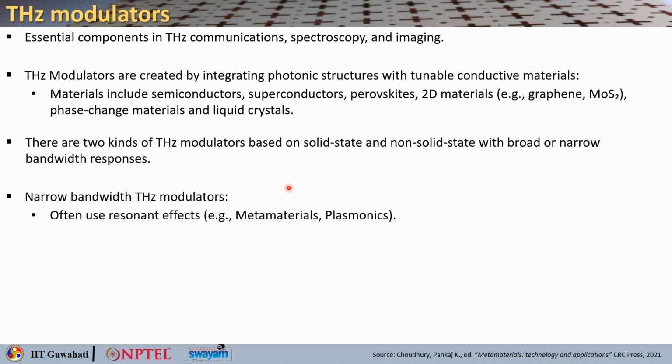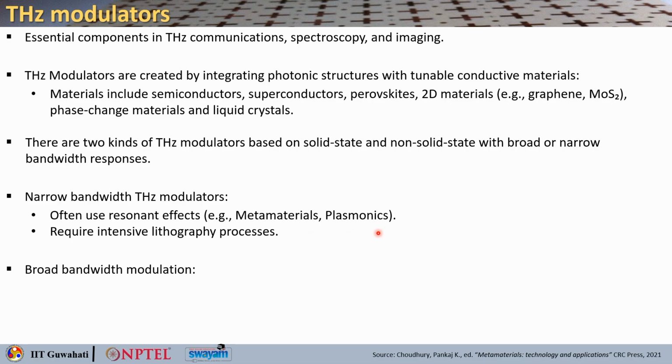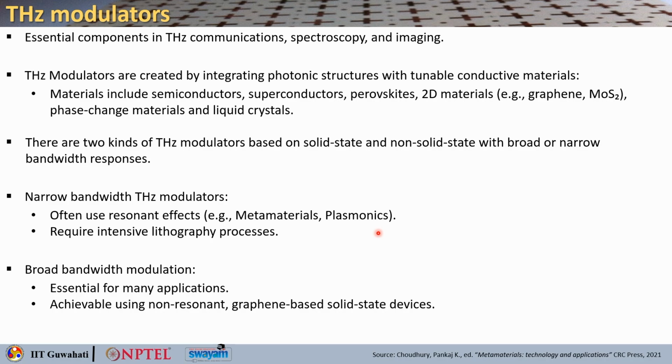If you focus on narrow-band terahertz modulators, they require intensive lithography processes because they are based on metamaterials and plasmonics. You have to make a resonator-type structure that will give you the narrow bandwidth feature. The other one is broad bandwidth modulation, which is important for many applications, and it can be achieved by non-resonant, graphene-based solid state devices, because it depends on non-resonant materials. That is why you get a broad bandwidth.